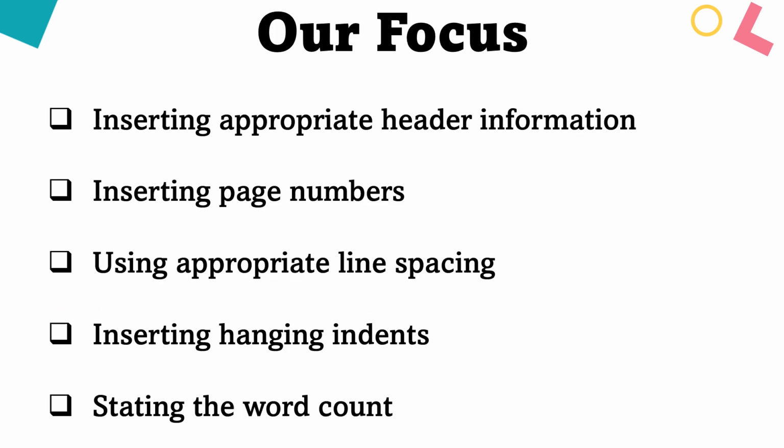We are going to focus on 5 different aspects of formatting today. How to insert appropriate header information, how to insert page numbers, using appropriate line spacing, how to insert hanging indents in bibliographies, and stating and finding out the word count. You may already be confident with how to do all of these, or some you may not be familiar with. We are also going to take a little think on why this formatting is important, so stick around for that too.